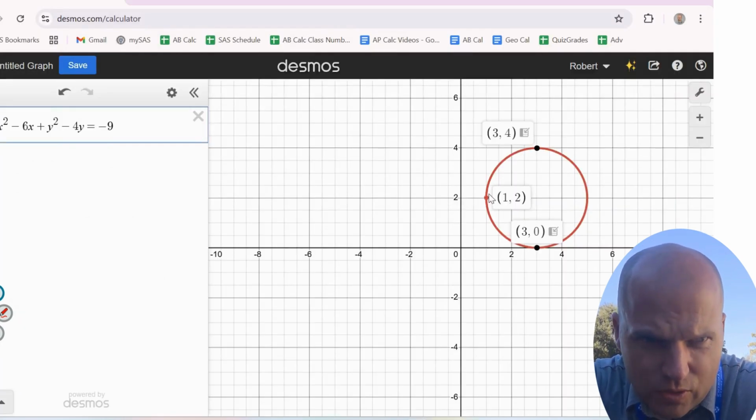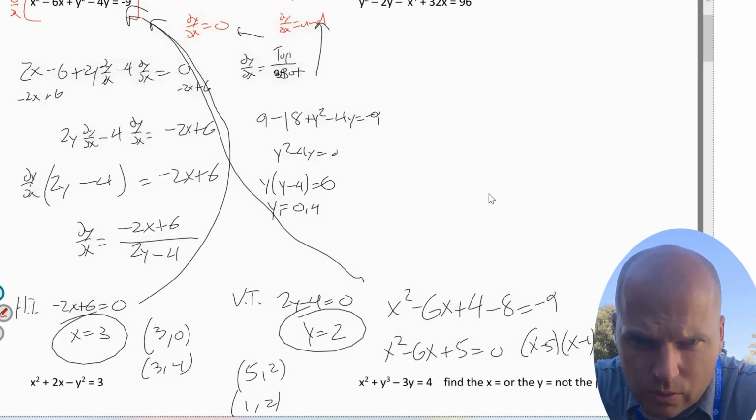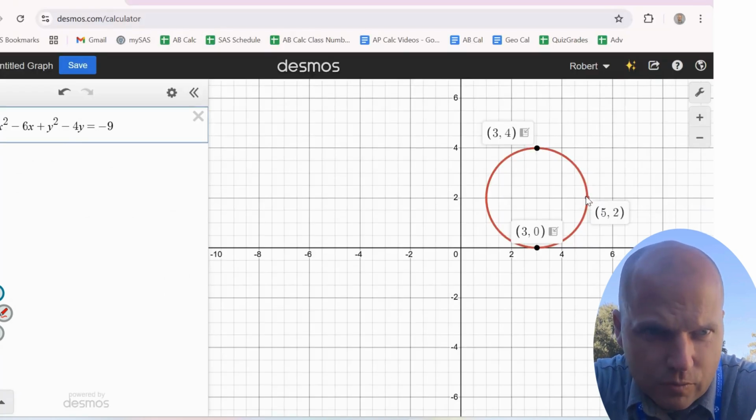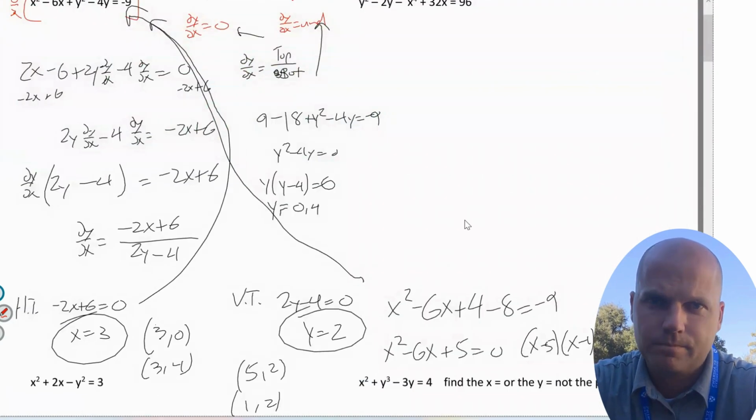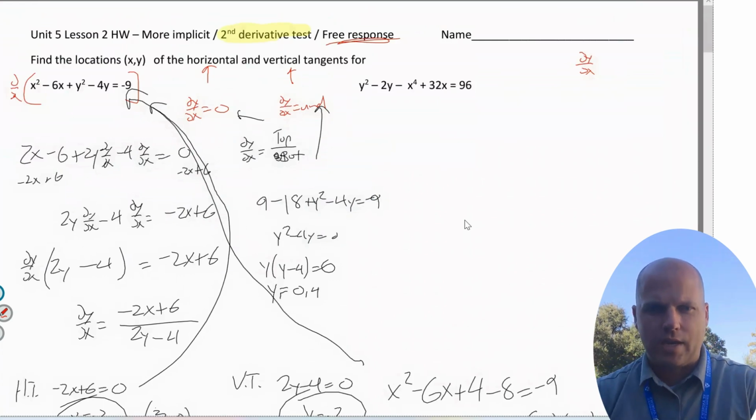Then we got negative 2 or 1, 2. Yep, 1, 2, 5, 2. Cool, let's do it again.